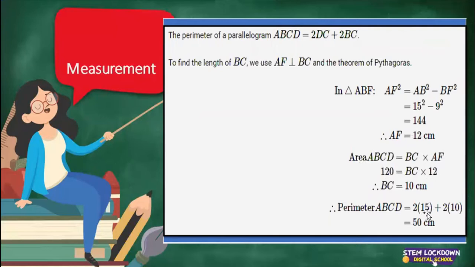Once BC is 10, from there you can find the perimeter of ABCD by saying 2 times 15 plus 2 times 10. 2 times 15 is 30, and then 2 times 10 is 20. Add together, we get 50. That's the perimeter for parallelogram ABCD. Okay, hope you do understand that.